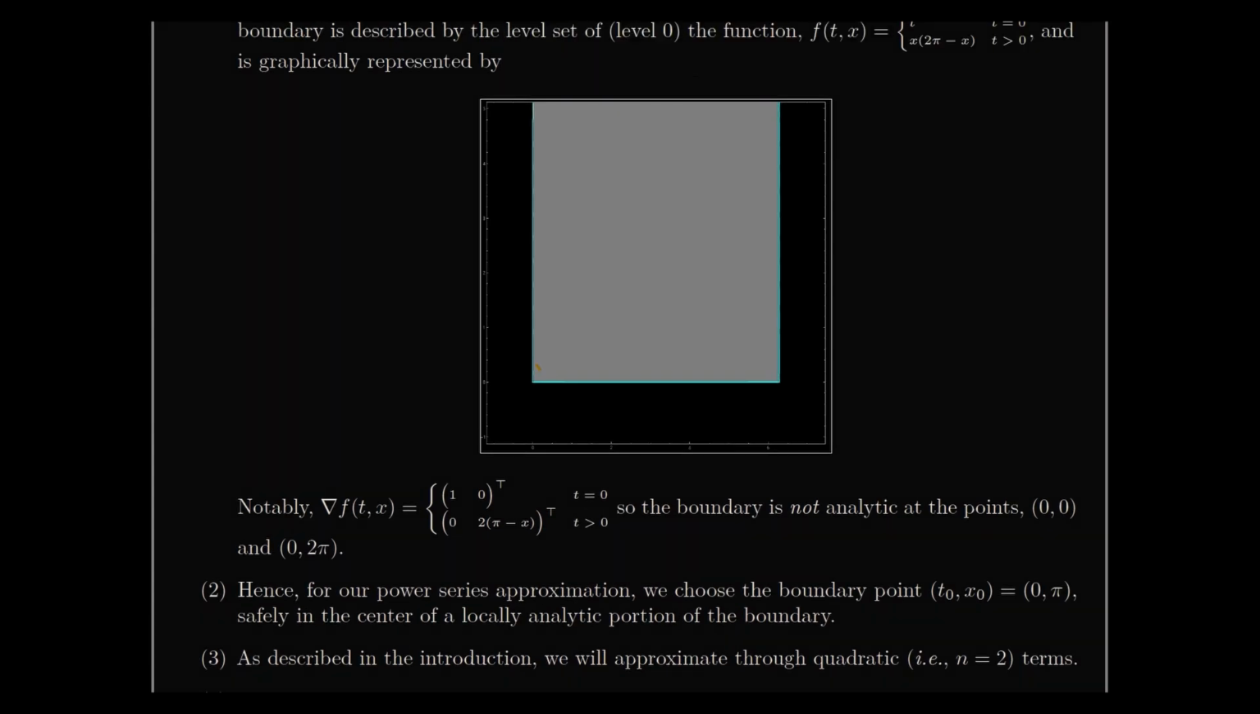And we're going to choose that point because it's safely in the center of an analytic place. We want to avoid the two corners here, so might as well grab the point right in the middle of them. That's happening at time 0. Like I said, we're really approximating the solution in that tiny region of that point.